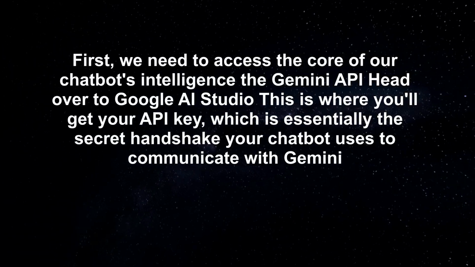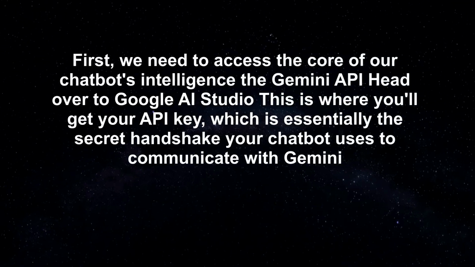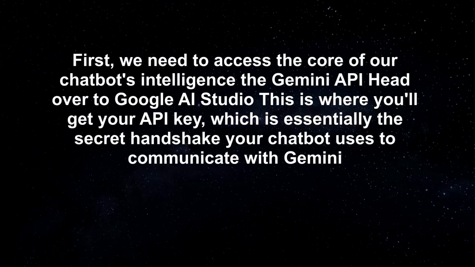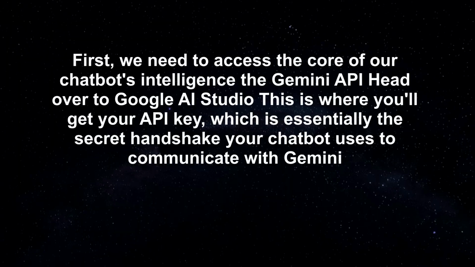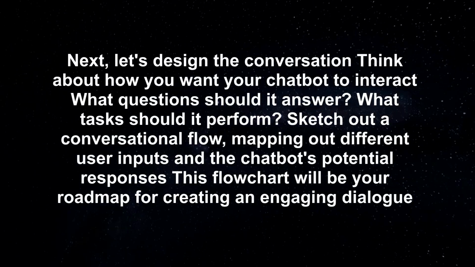Head over to Google AI Studio. This is where you'll get your API key, which is essentially the secret handshake your chatbot uses to communicate with Gemini. Next, let's design the conversation.